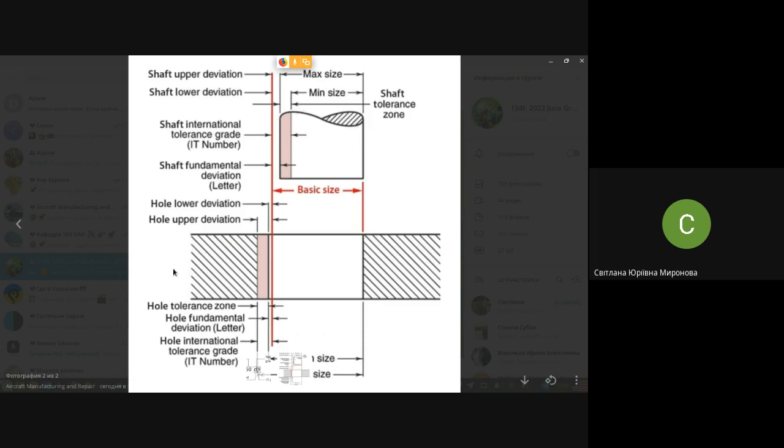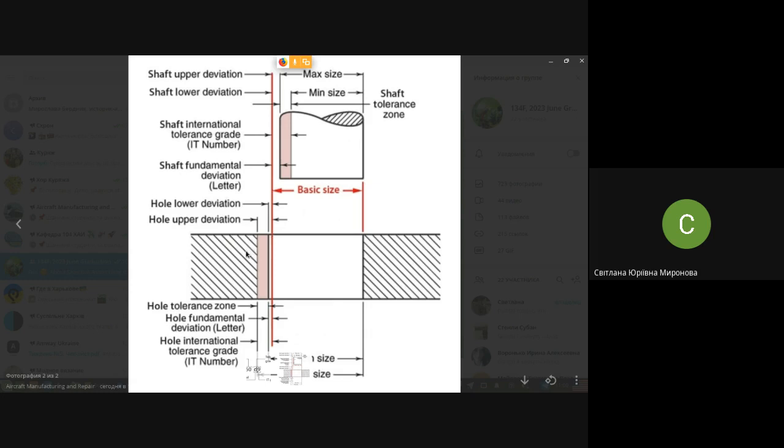And quite the same goes for the other part, which is assembled with the shaft, the part with the hole. We have a tolerance zone, and you see that the hole may be the greatest, the biggest, and the least. Your task is to provide some accuracy, some clearance between these two parts.